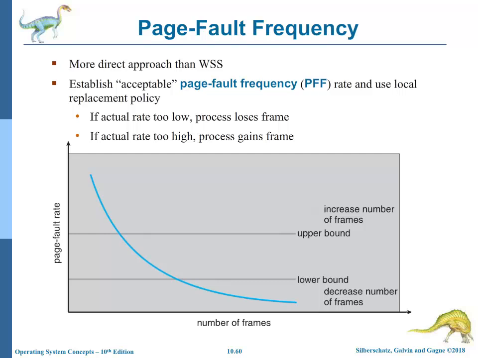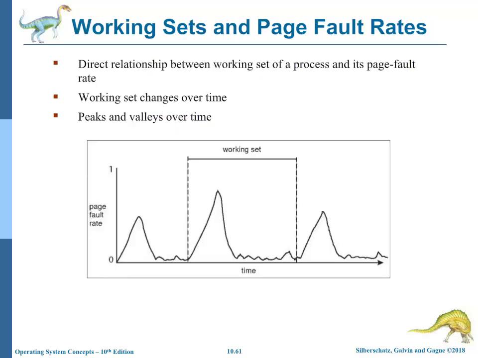When there is a need to give frames to a process and there are not enough frames, swap a process out and free its frames. When all processes have acceptable PFF and there is memory to spare, increase the level of multiprogramming. Note that there is a direct relationship between the page fault rate and the working set as a process moves from one locality to another.